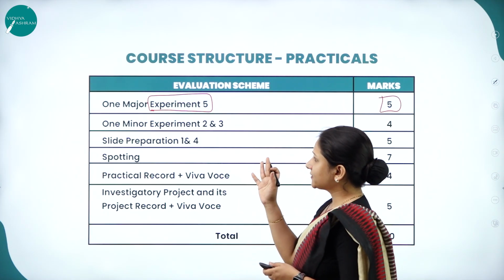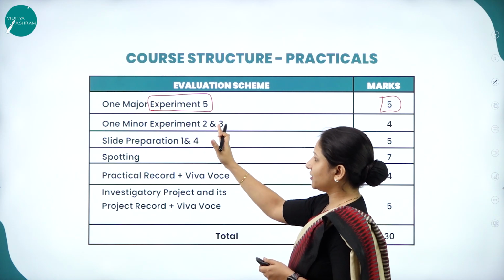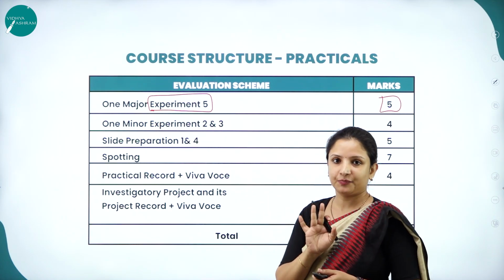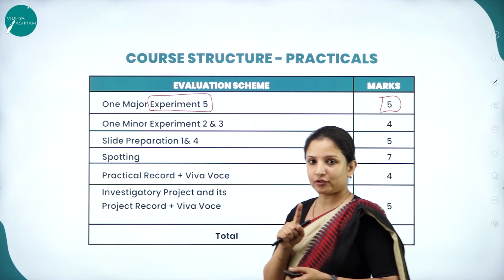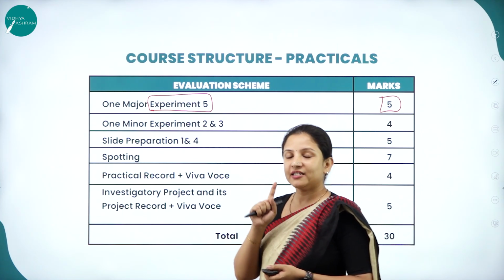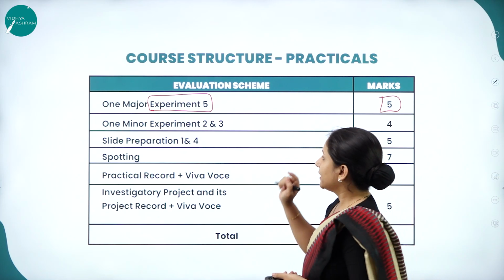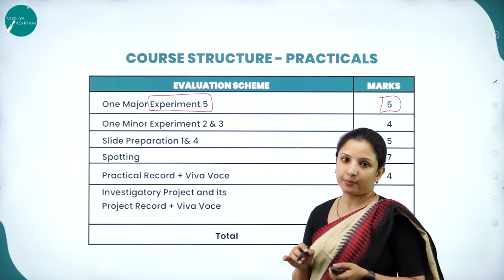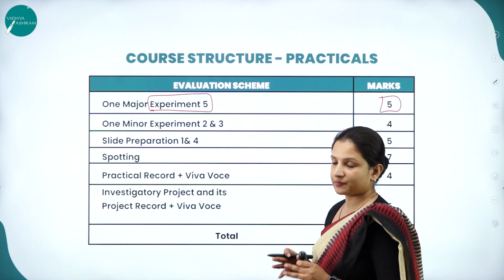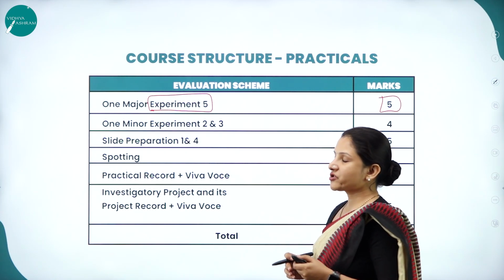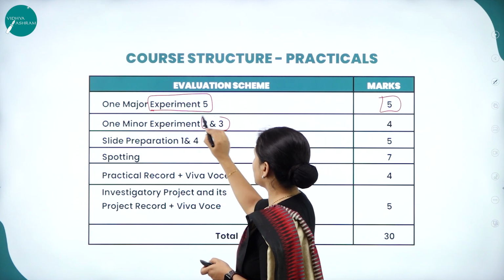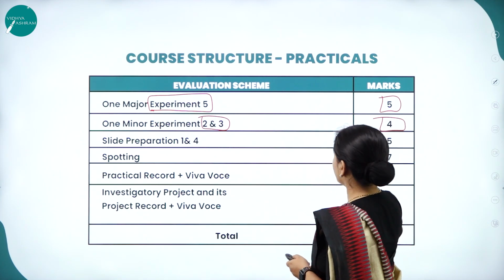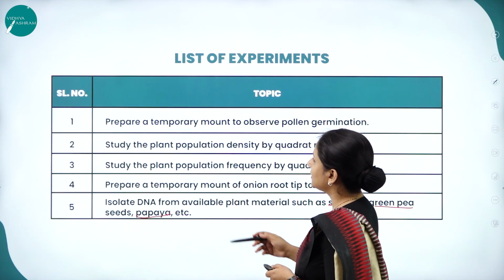As I told you, one major experiment, that is the 5th experiment. What is the 5th experiment? The first question that will be asked in your practical exam is isolation of the DNA. It carries a total of how many? 5 marks. So you yourself will have to do the experiment in a laboratory. The next question is one minor experiment, that is experiment 2 and 3. It carries a total of 4 marks.